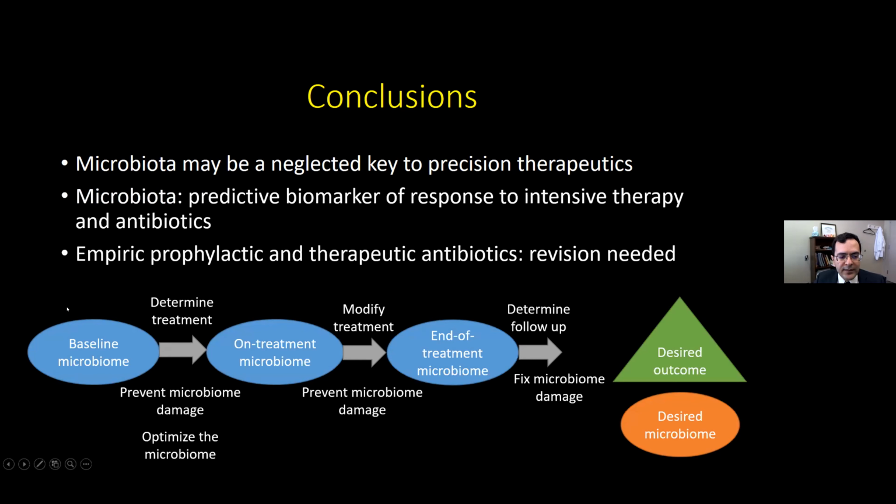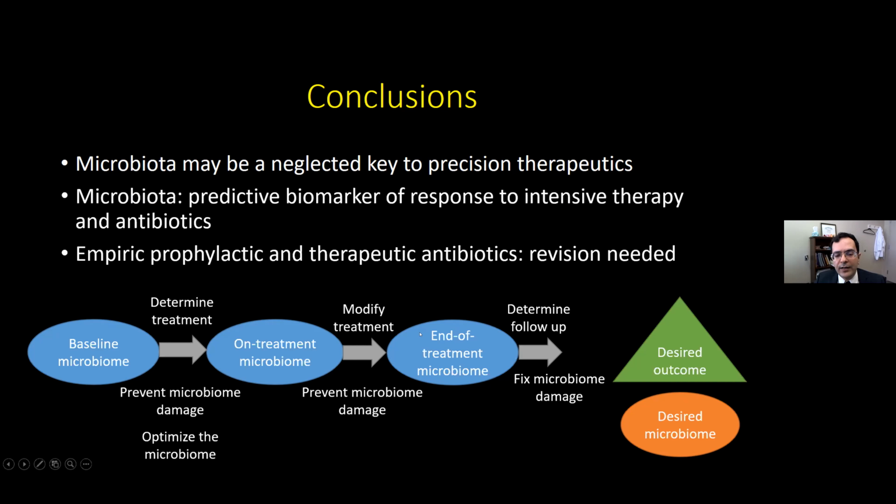You get a baseline sample from a patient before you start damaging their microbiome with various factors. That can help you determine how to treat that patient, how to give them chemotherapy, how to give them antibiotics. You can try to prevent damage to that microbiome. You can even try to optimize that microbiome, if you have time, with prebiotics, probiotics, FMT.